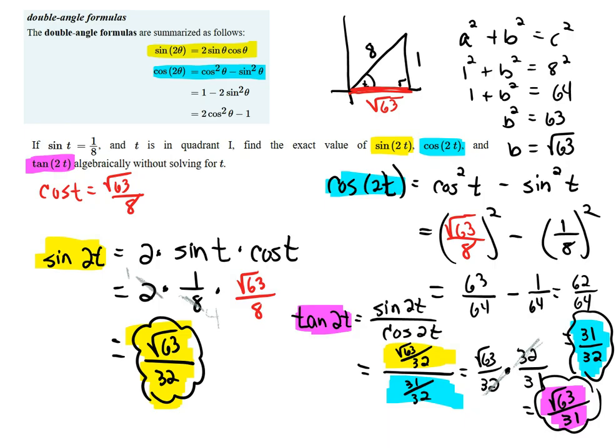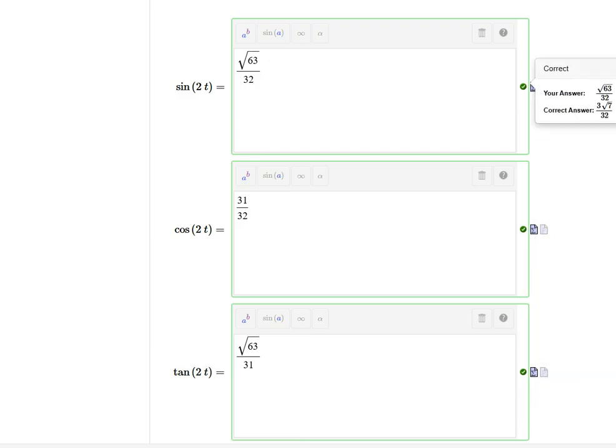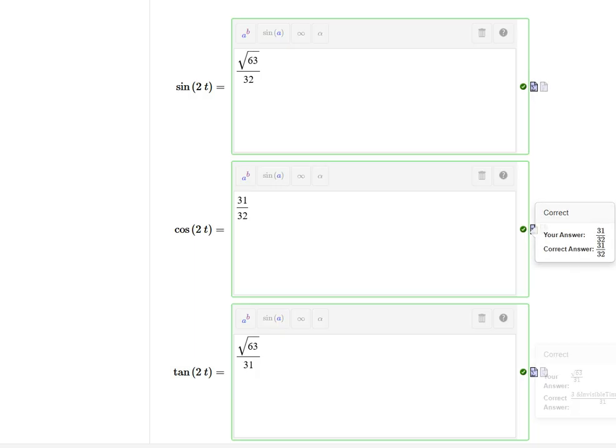And I did it all algebraically without ever knowing exactly what t was, and I got them all right. There's my square root of 63 over 32 for sine of 2t. Cosine of 2t was 31 over 32, and the one I just found, the square root of 63 over 31. Green light means go.